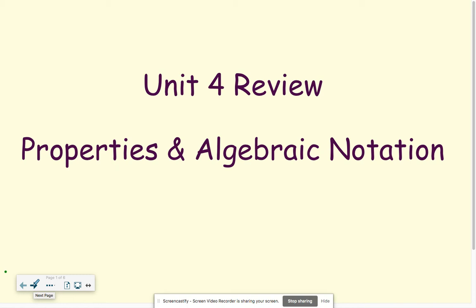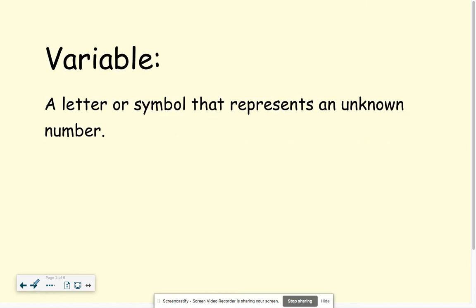In this lesson, we're going to be reviewing skills from Unit 4 on properties in algebraic notation. One of the big things that you need to know is what a variable is. Variables are letters or symbols that represent an unknown number. So when you were in younger elementary school, you were using a blank, a little underline, solve for blank. Now we just change that to a letter or a symbol. Usually we'll be using a letter.